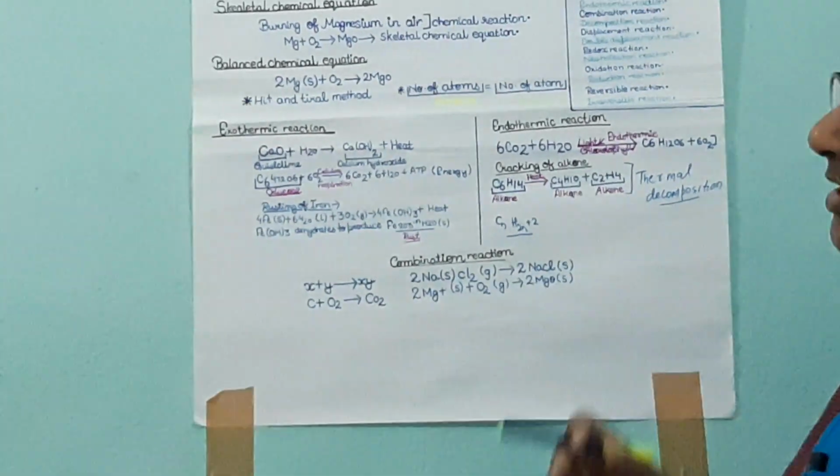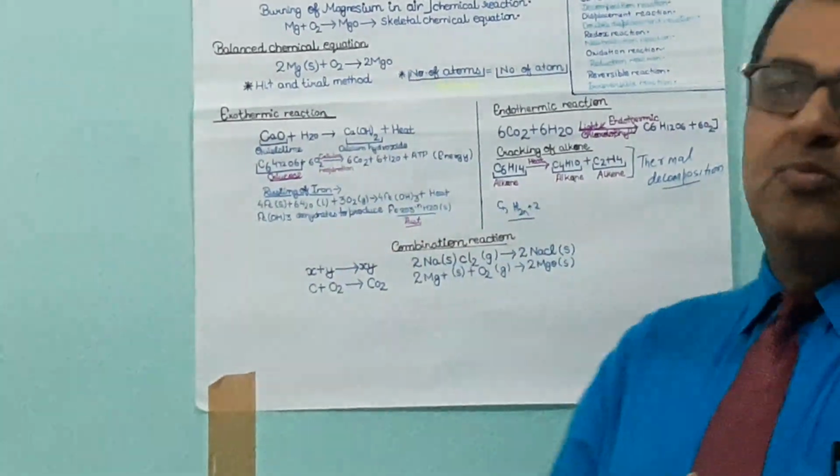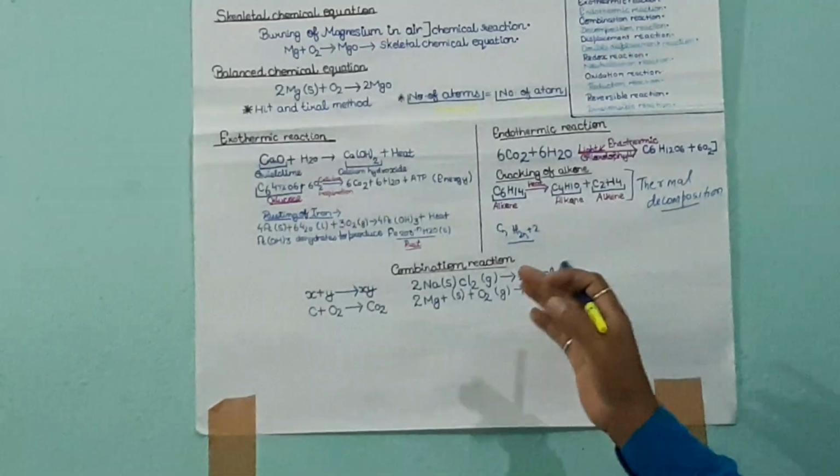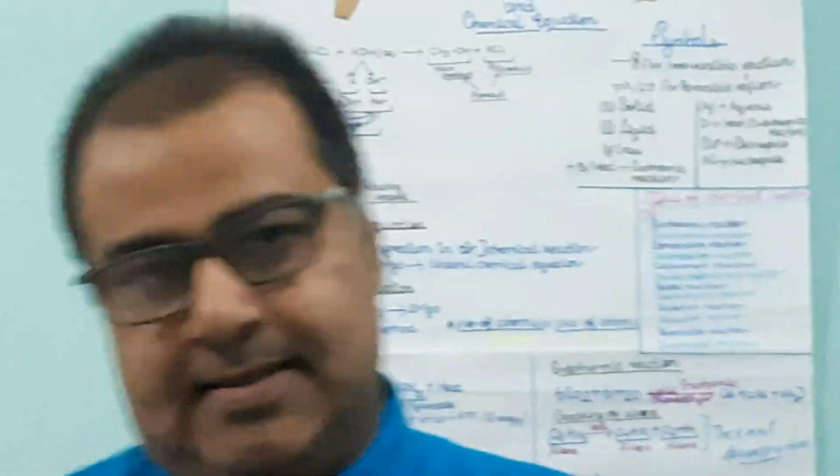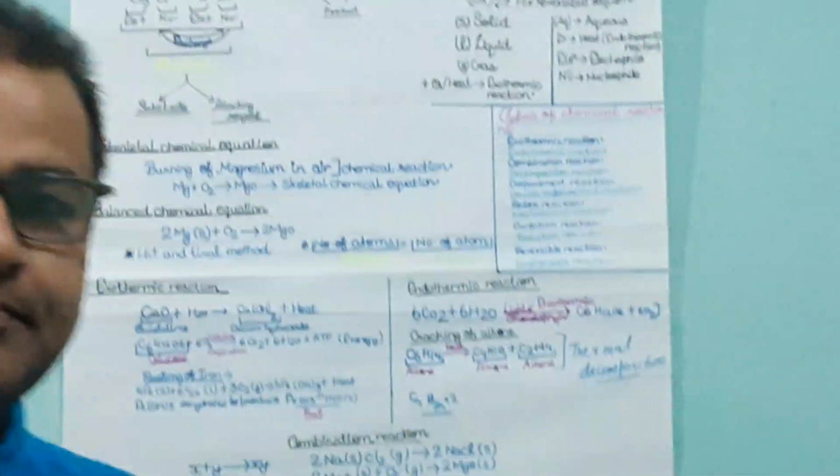It may be endothermic, it may be exothermic, both types of reactions. That is combination reactions. Next is decomposition reaction, and we will discuss it in the next classes.